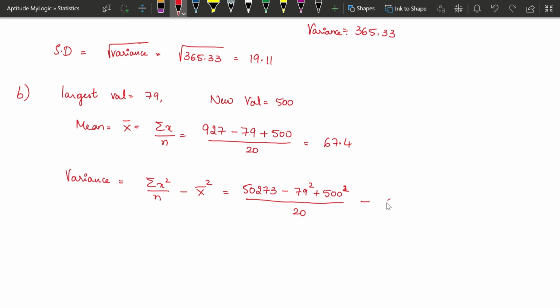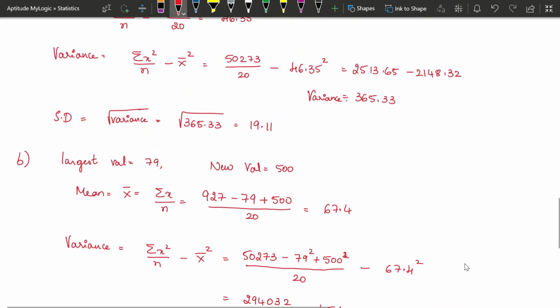I am going to take square of this. So we have 294032 divided by 20 minus 4542.76. We'll find what is the answer here. We get 10158.84.